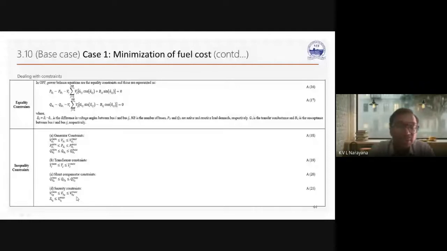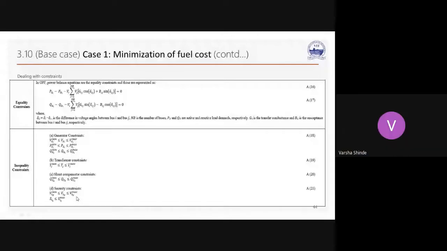Can anyone tell me what would be the importance of this penalty? Why is it to be added to the fitness function? So far, I have just shown the function of the minimum of fuel cost. Yes, please. To avoid the unscheduled transactions or unscheduled drawal of power, and to avoid cascading.